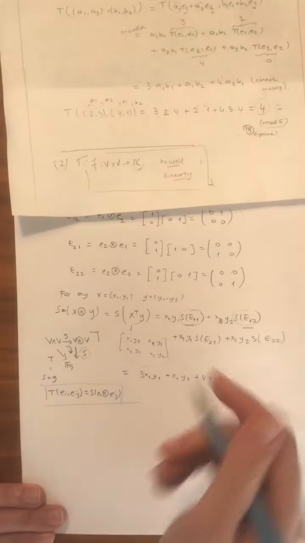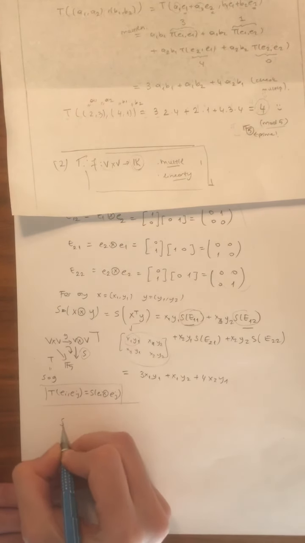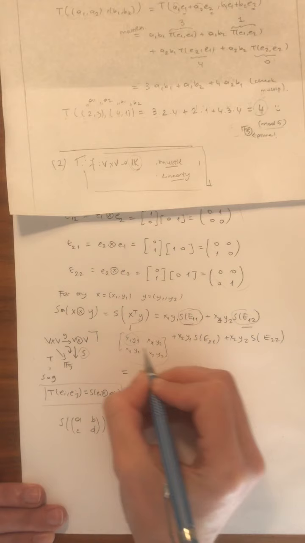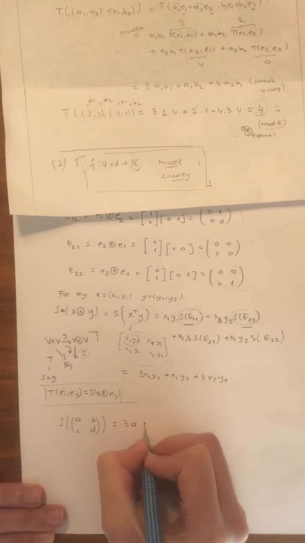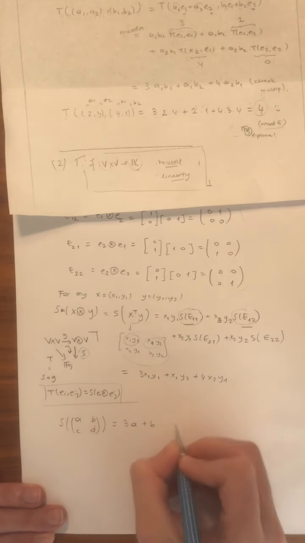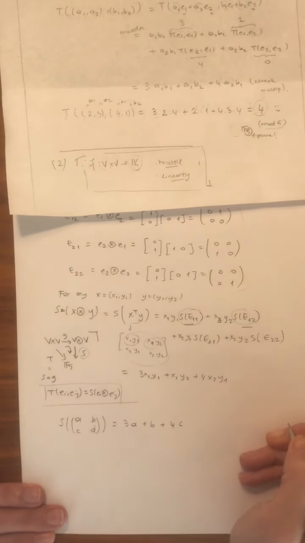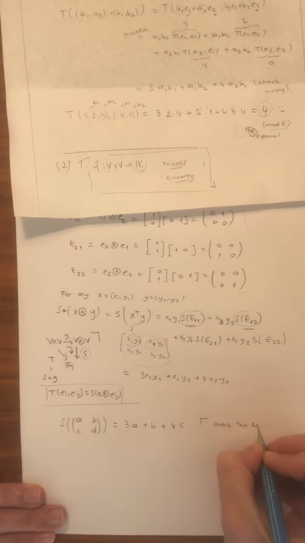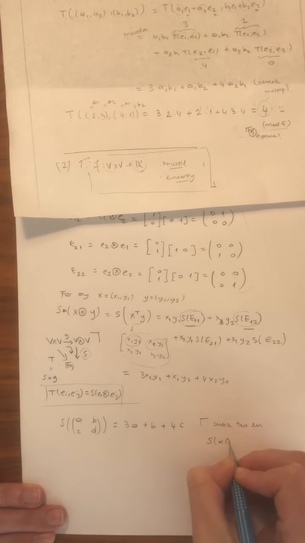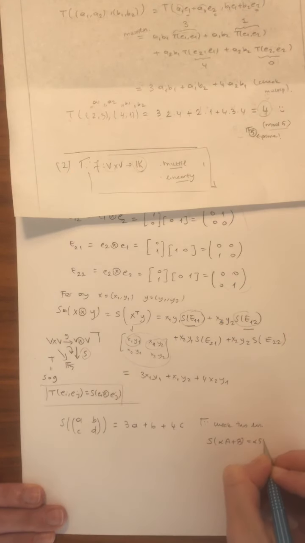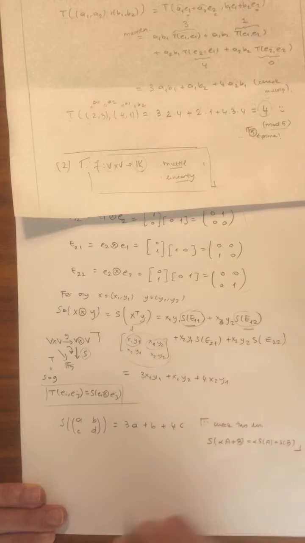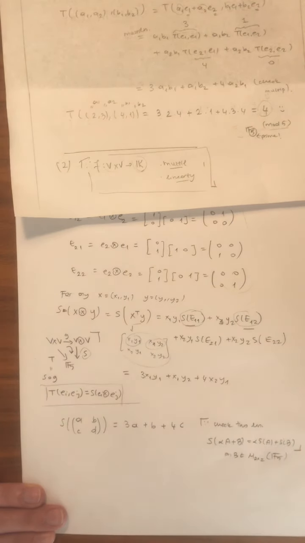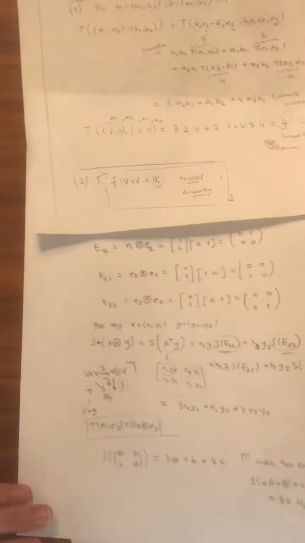And that means S is a linear map which maps a basis to 3 times the first coordinate plus the second one plus 4c. Check that this is linear. So for any matrices A and B and a scalar, we have this property. Okay.